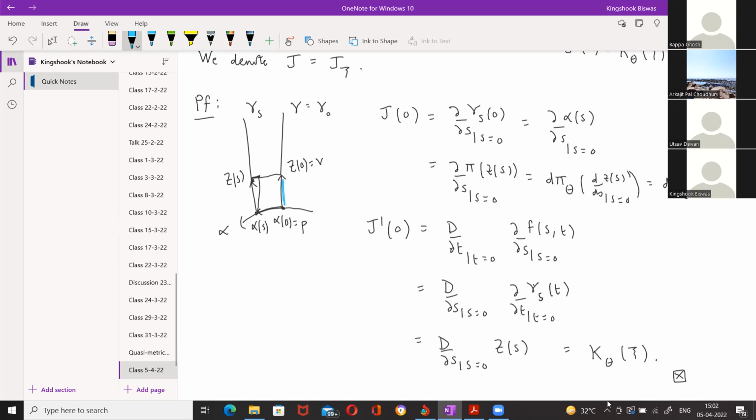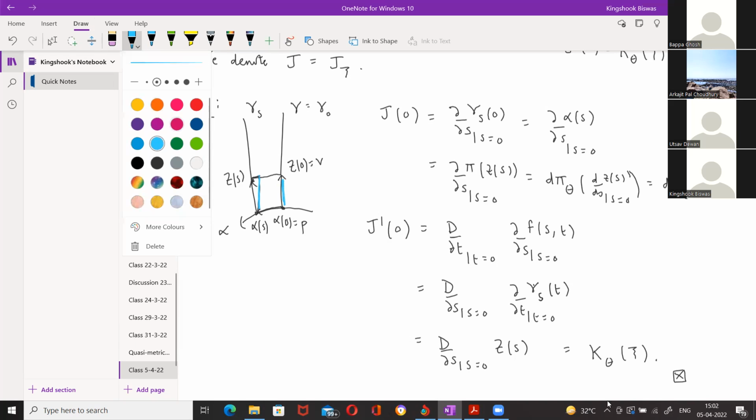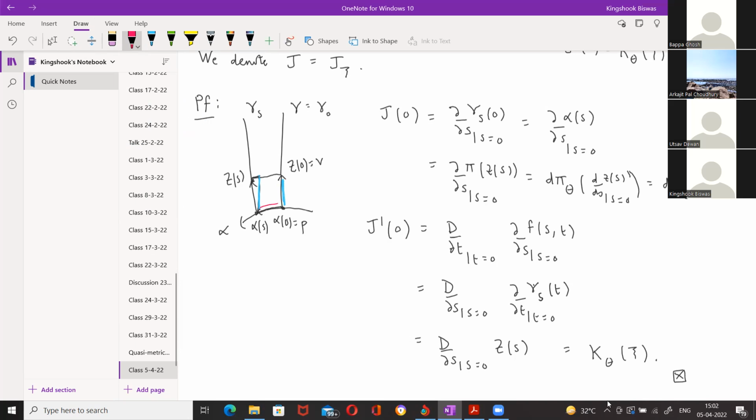So this vector here, moving this here, or that's the same as, let me use, say, red, this red vector here, moving this here. Okay, now it's clear. And this difference, I can look at it as the difference of going from bottom to top, or from right to left. So that is this equality, J prime equal to K theta of xi.